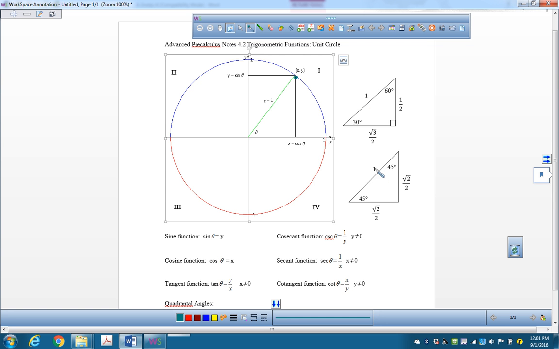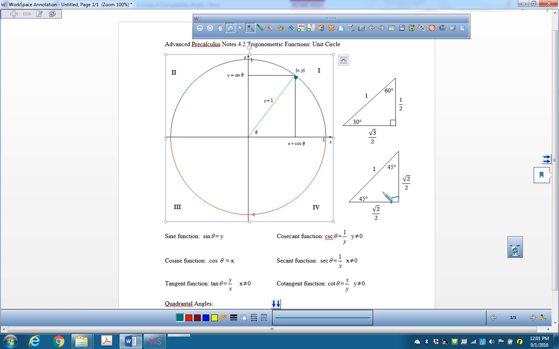And same idea goes with this, right? If you have a 45, 45, 90, and you use the Pythagorean theorem, and you call this x squared and this x squared, you get x squared plus x squared equals 1, right? 2x squared equals 1. x squared equals 1 over 2, x equals the square root of 2 over 2, which changes into that. That's where that comes from, okay?